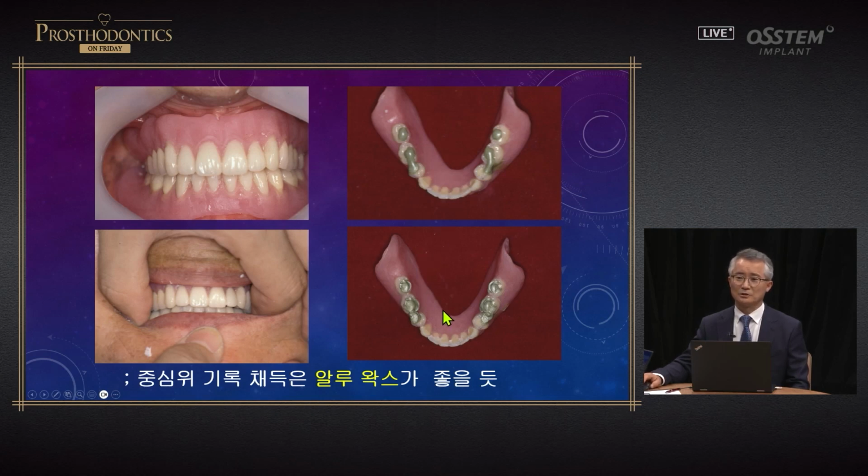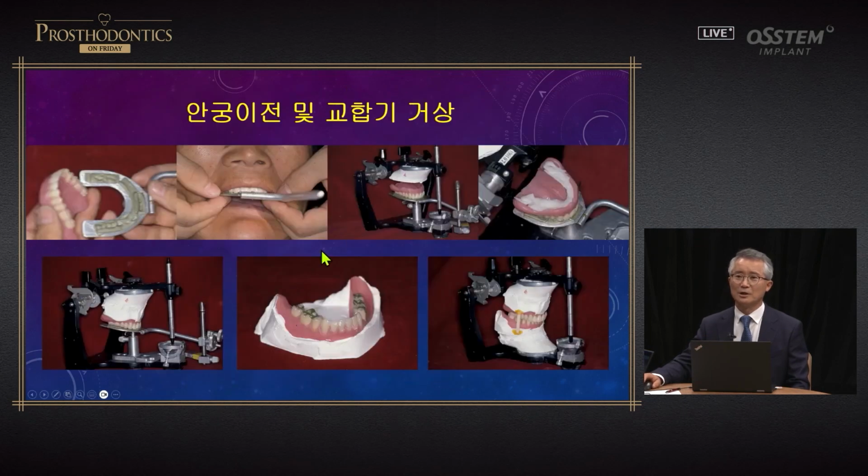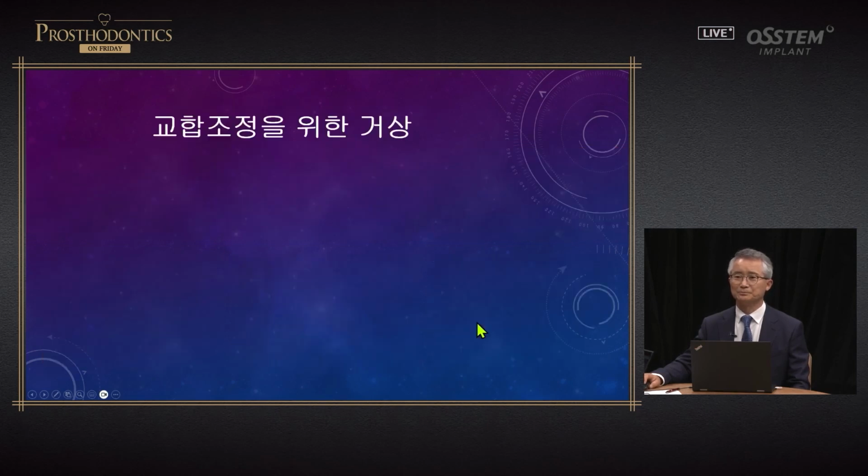Elowax has good viscosity and resistance. If it shows through, then with high possibility it has moved, so we need to make sure that it does not show through, and that is why I recommend Elowax. Next, after taking the bite, you can do facebow transfer and do articulation. You can do it like this.